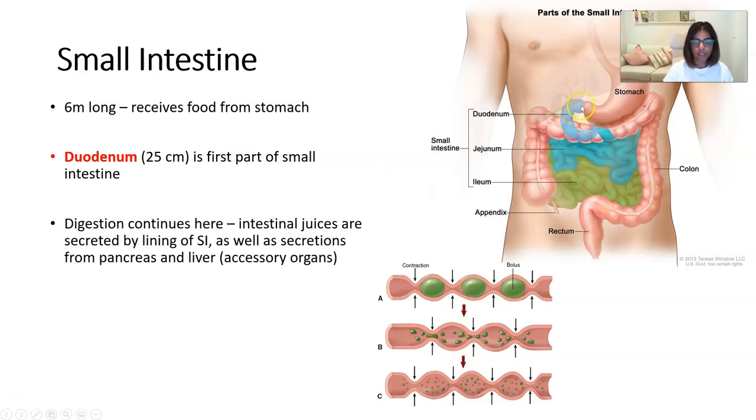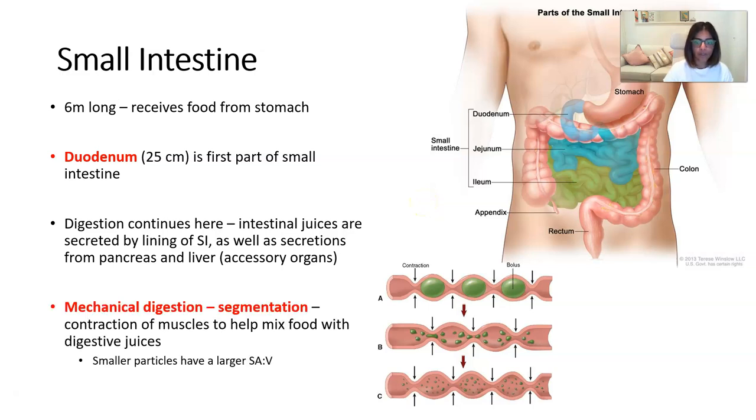As food enters the duodenum and the rest of the small intestine, where we have the jejunum and the ileum, this is where the majority of complete digestion and absorption of nutrients takes place. It does so with the aid of the accessory organs, the liver, gallbladder and pancreas, and also with its own secretions of juices that aid digestion.